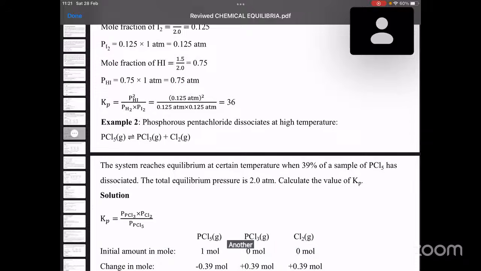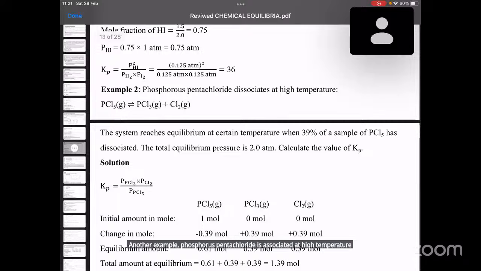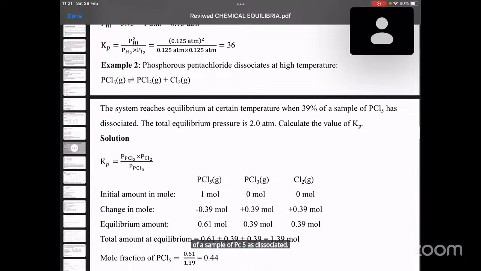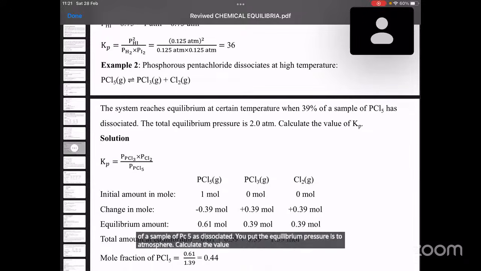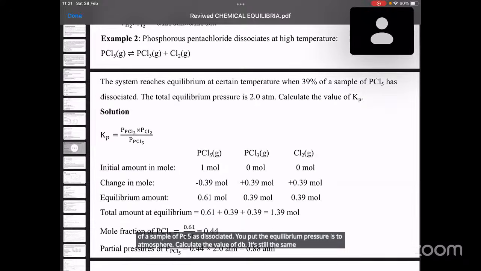Another example: phosphorus pentachloride dissociates at high temperature. The system reaches equilibrium at a certain temperature when 95% of a sample of PCl5 has dissociated. The total equilibrium pressure is 2 atmospheres. Calculate the value of Kp. It's still the same, but presented in a different way.